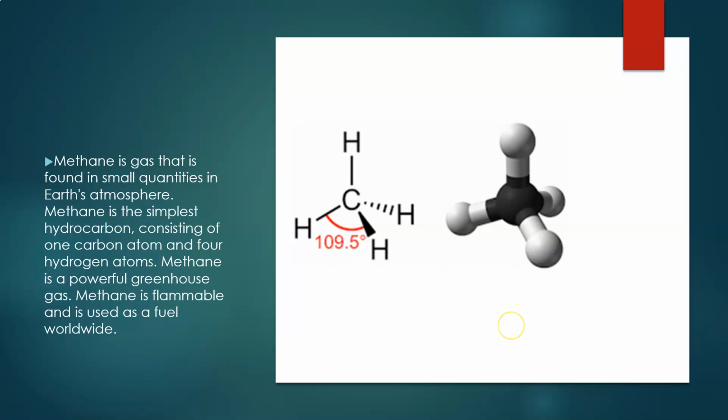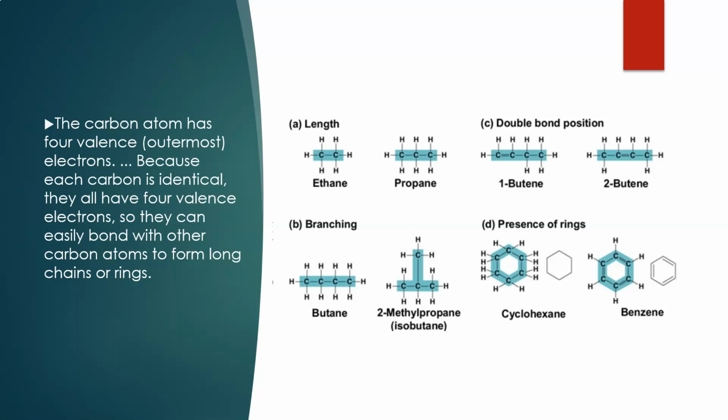Methane is a gas that is found in small quantities in air. Methane is the simplest hydrocarbon, consisting of one carbon atom and 4 hydrogen atoms. The carbon atom has 4 valence electrons.